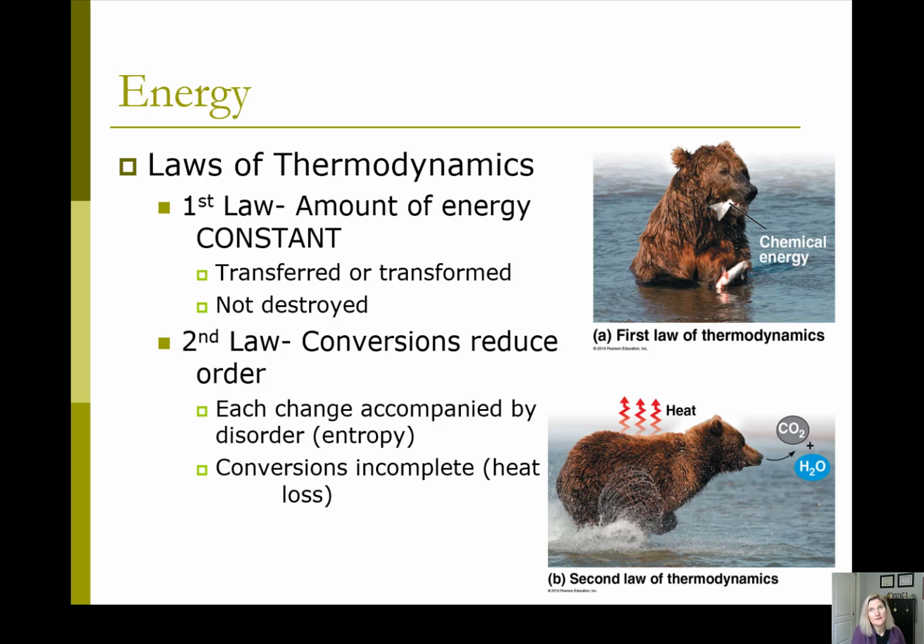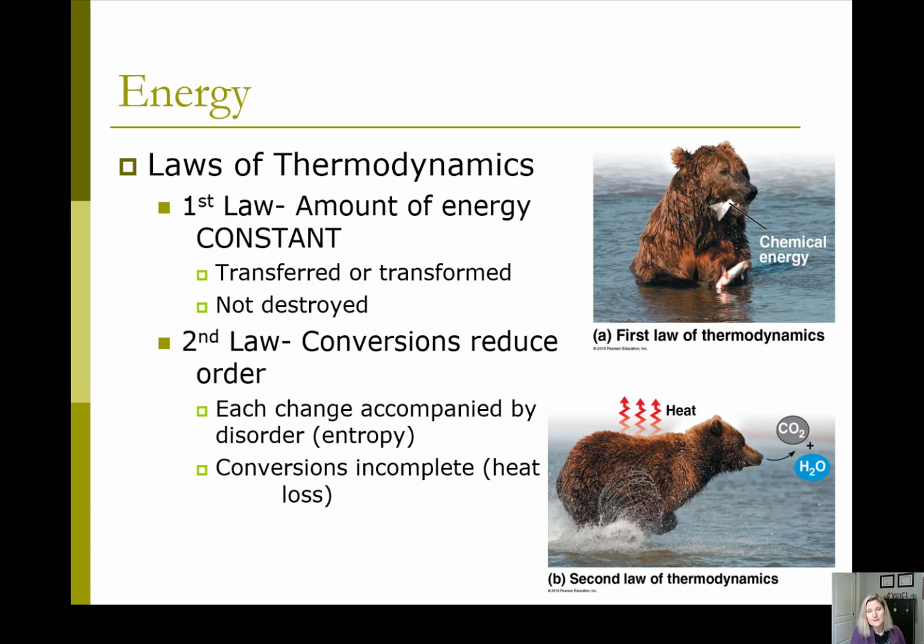So the first law of thermodynamics, you can call it the law of conservation. This basically states that the amount of energy in the universe is constant. So that means that energy cannot be created nor destroyed. It can only be changed from one form to another. It can be transferred from one form to another.